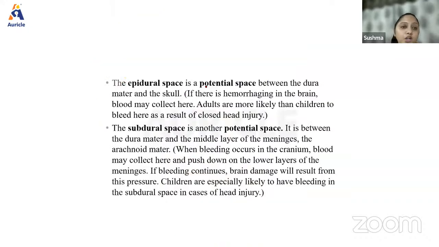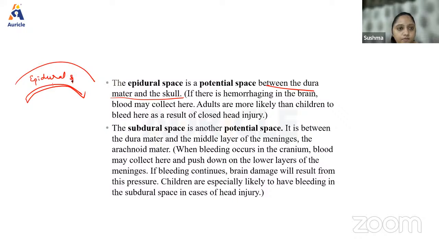Next, the epidural space is a potential space between the dura mater and the skull. There are two spaces, guys. One is the epidural space. If this is the dura mater and this is the skull, the one between the dura mater and the skull is the epidural space. If there is any hemorrhage here, it is called an epidural hemorrhage, EDH. On MRI, it looks like an idli-shaped hemorrhage like this.